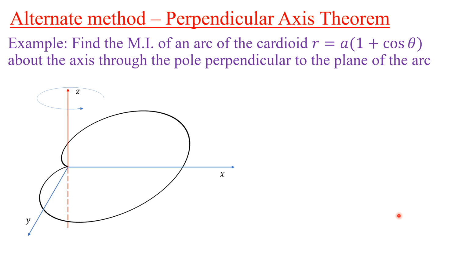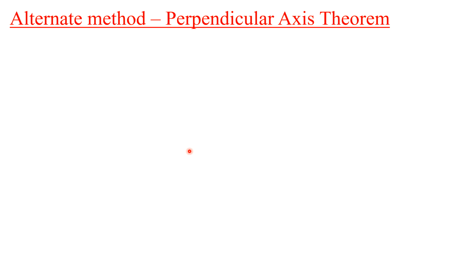So here we have to find the moment of inertia about the z axis. By the perpendicular axis theorem, the moment of inertia about the z axis is equal to the moment of inertia about the x axis plus the moment of inertia about the y axis. So Iz is equal to Ix plus Iy. Now we will separately calculate Ix and Iy.